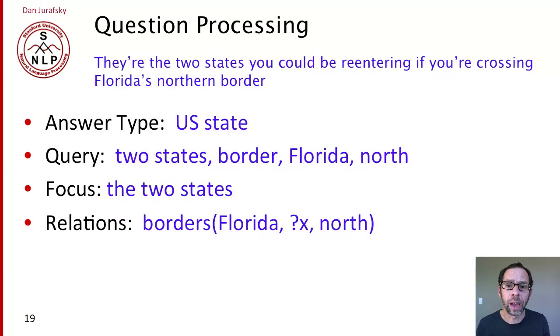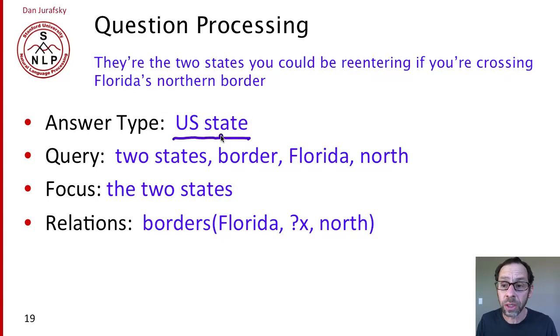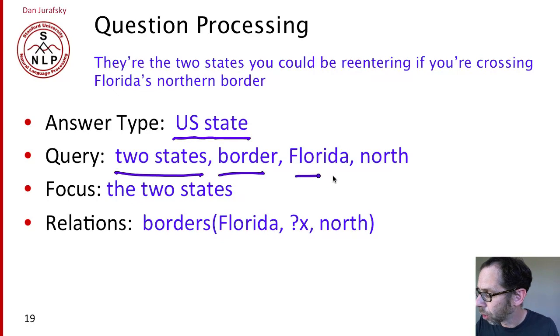So here's an example of the kind of things we might extract from a question. This is from a Jeopardy kind of question. So there are the 2 states you could be re-entering if you're crossing Florida's northern border. So here we're looking for a state, a US state, so the answer type is a state. What we might want to send to the IR engine is 2 states, border, Florida, and north. These words are going to be good words to find passages that might have the answer.